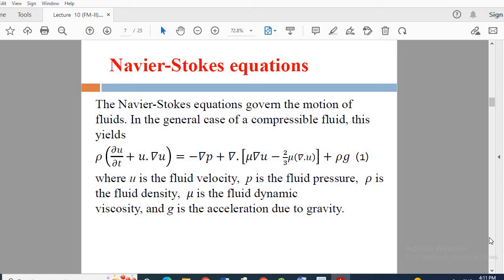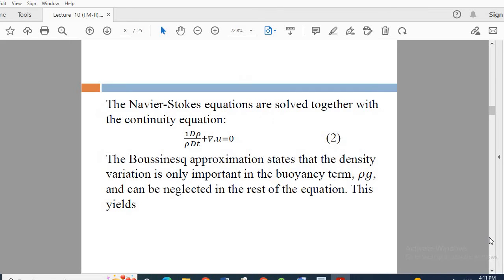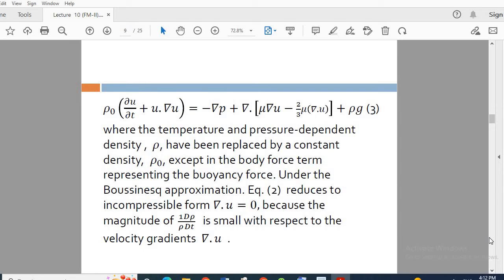In general, you can write the Navier-Stokes equation for compressible flow. Here V is the fluid velocity, p is the fluid pressure, rho is the fluid density, mu is the fluid dynamic viscosity, and g is the acceleration of gravity. The Navier-Stokes equations are solved together with the continuity equation. The Boussinesq approximation states that the density variation is only important in the buoyancy term, rho g, and can be neglected in the rest of the motion. This yields equation 3.